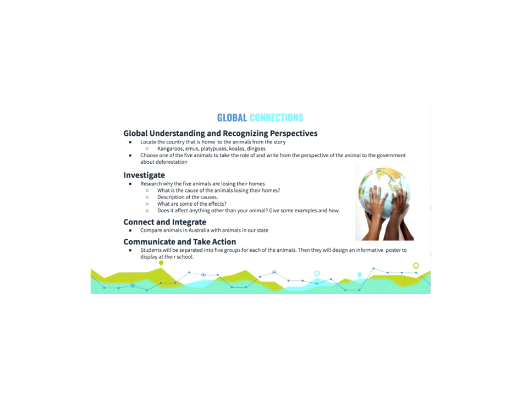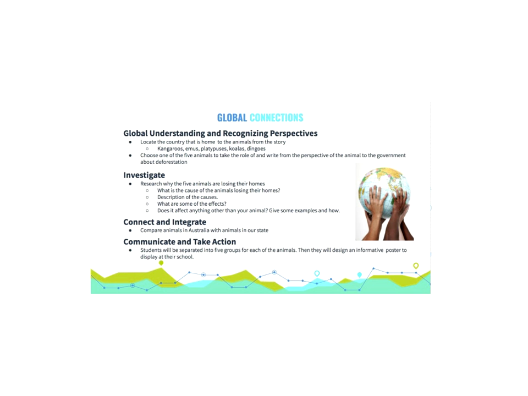Moving back up to the global understanding and recognizing perspectives, we would have them do a writing assignment where they would choose one of the 5 animals to take the role of, and they would write from that perspective of the animal to the government about deforestation. And deforestation is the main reason why all 5 of these animals are losing their homes in Australia.